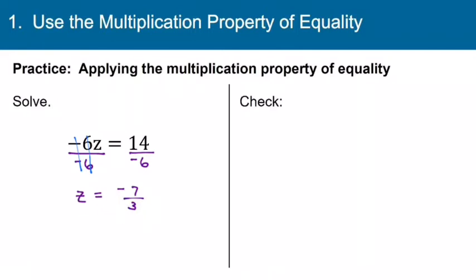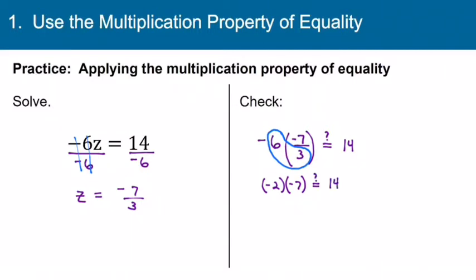Now let's check our solution. So we'll put negative 7/3 in place of the variable, and that will give us negative 6 times negative 7/3 equals 14. And remember, we're not saying this is true, we're trying to verify that this is true. Okay, now we don't want to have to do negative 6 times negative 7 because that makes a larger number that we would then have to divide by 3. What you want to do is take advantage of the fact that 6 divided by 3 is a whole number. So let's just put a circle around that. Now 6 divided by 3 is 2. So we'll have negative 2 times negative 7, and that's supposed to equal 14.